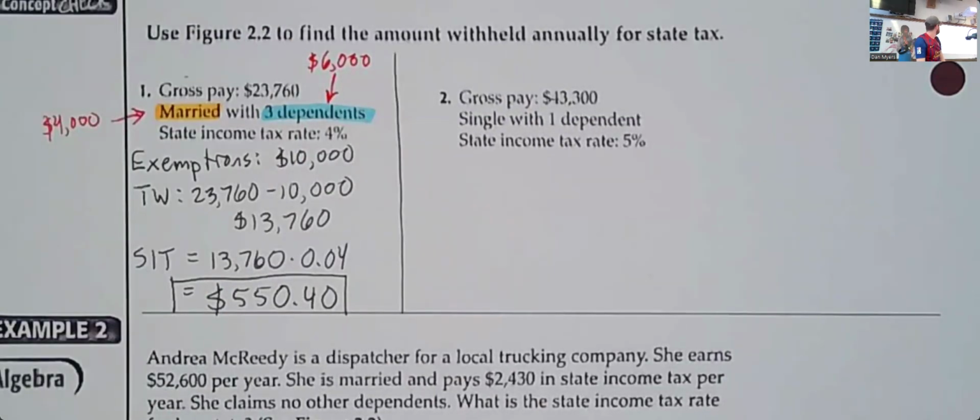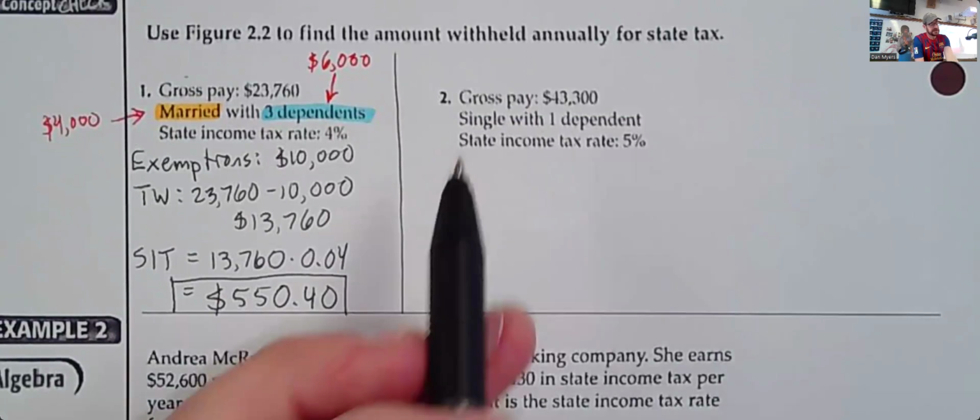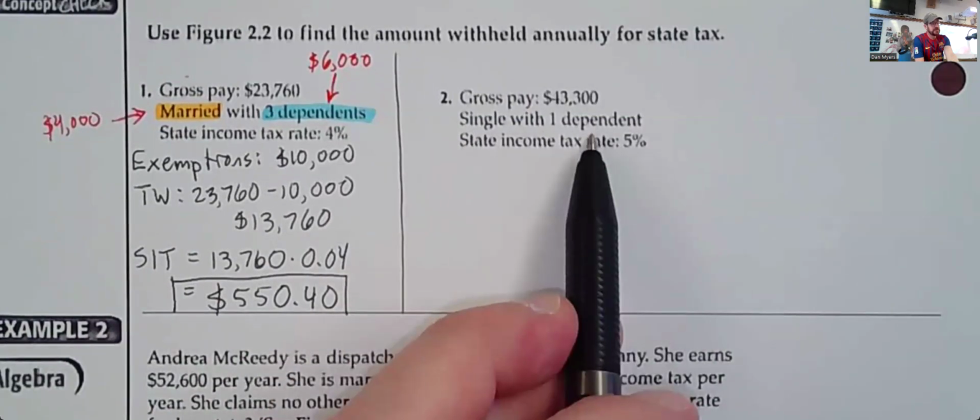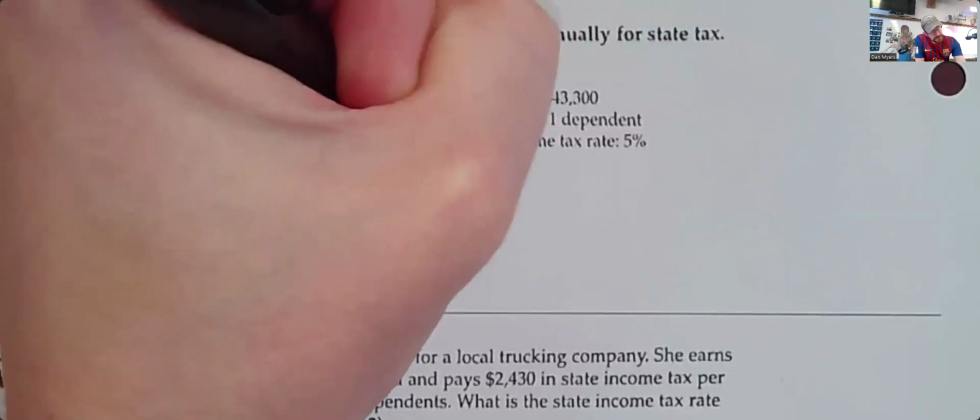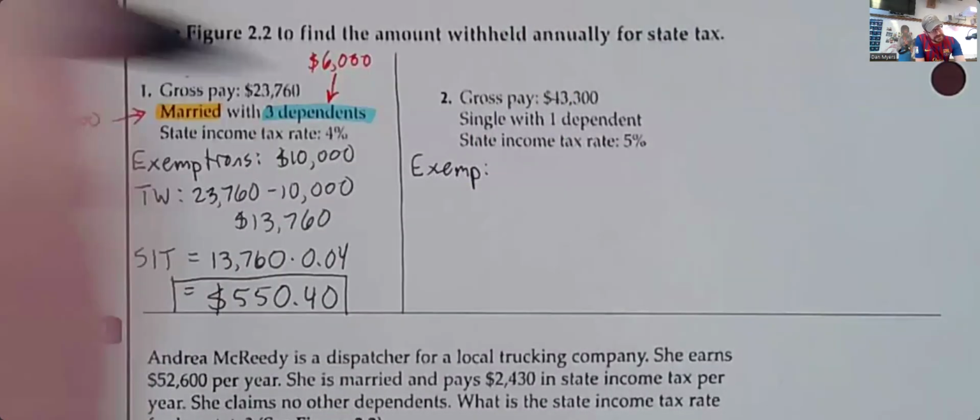Number two, what are the total exemptions? 4,000. Yep. Single is worth 2,000. The other one dependent is worth another 2,000. So exemptions, $4,000.